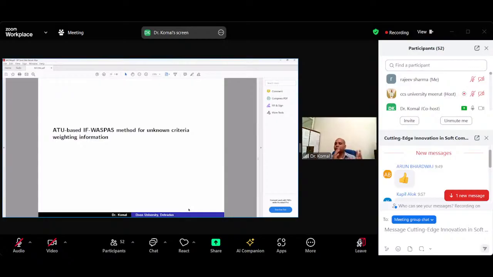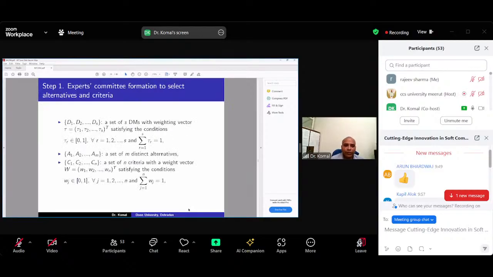Now we will use all this information to construct our approach, which is ATU based. ATU means Archimedean T-norm and T-conorm based intuitionistic fuzzy WASPAS method. WASPAS means weighted aggregated sum product assessment method for unknown criteria weighting information. So the first step is to formulate the problem, for which you need experts, their points of view, that means the information provided by these experts, and alternatives and criteria. This is the essential information required to solve any kind of problem.